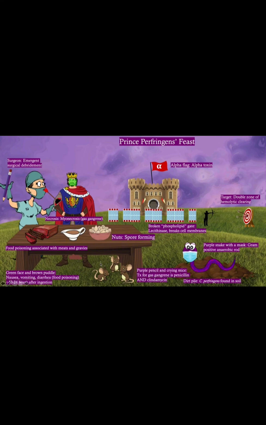Next, you can see some mice crying beneath the table. These mice are the mice of the princess, who is going to marry the prince. So these mice are for clindamycin. So penicillin along with clindamycin forms the antibiotic option for the treatment of the prince.